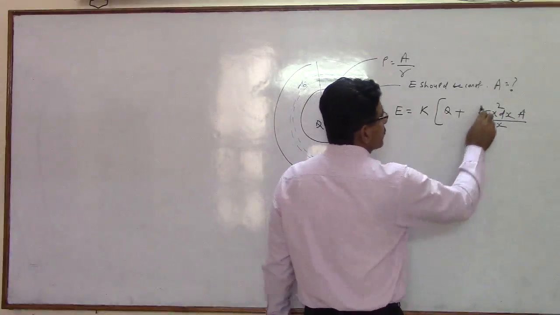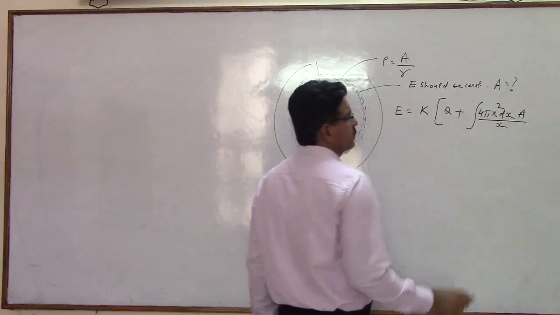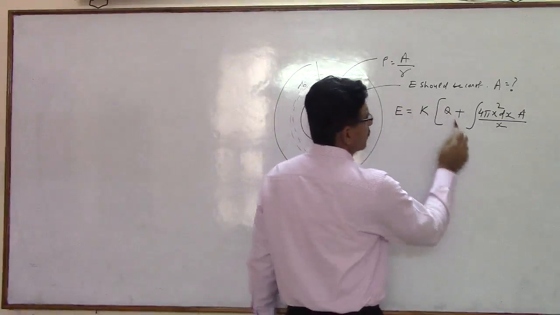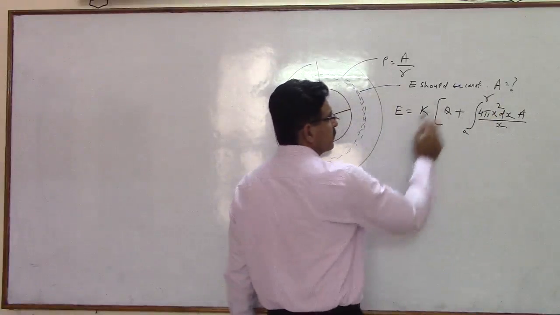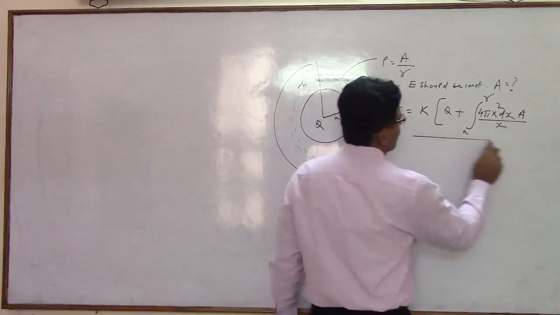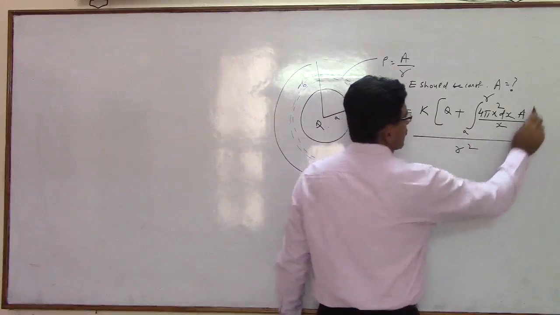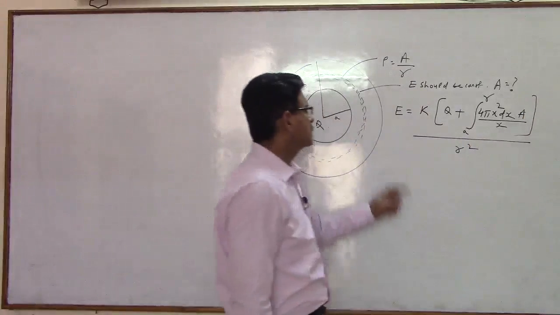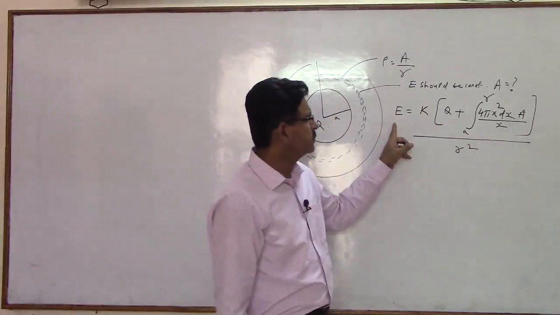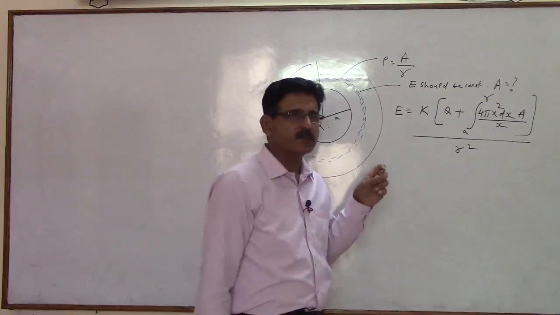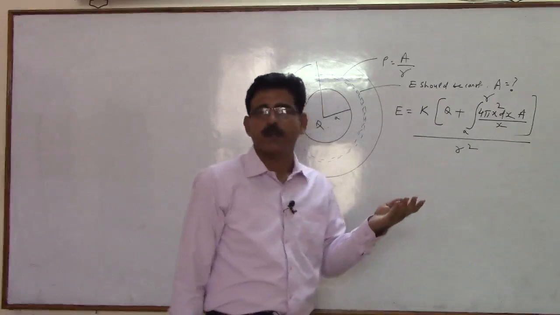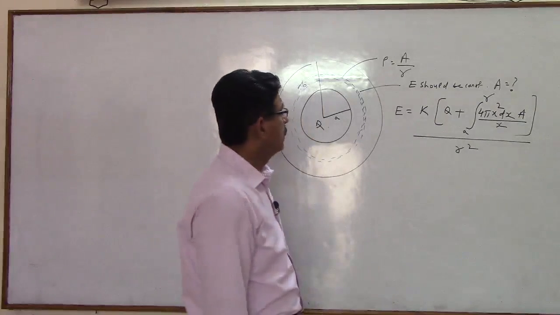And because I'm interested in all such shells starting from A going to any distance r, so I will write A by r, because I'm writing the field at r, divided by the total distance from the center, that is r square. And the requirement is that this E should not have r coming into it. Why? Because r is the position from the center and it has to be position independent. It has to be a constant field.